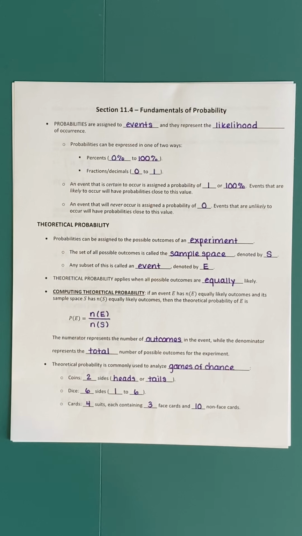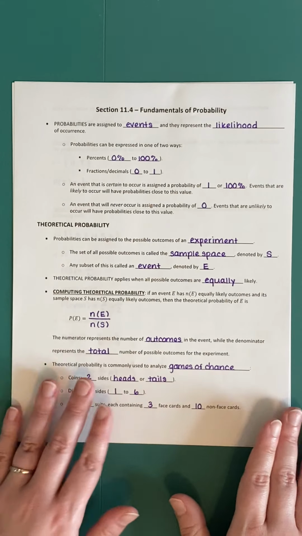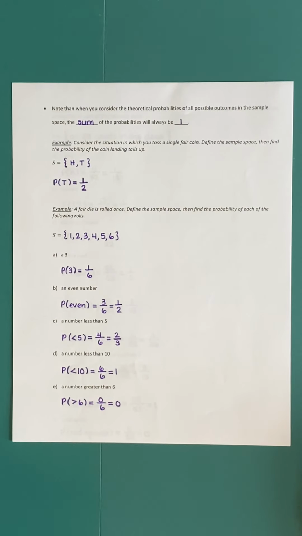So particularly with the cards, you might want to have a deck of cards handy. It's helpful to be able to look at a deck of cards from the standpoint of just analyzing the situations and making sure you have a visual component to the problems. Okay. So note that when you consider the theoretical probabilities of all possible outcomes in the sample space, in other words, say we consider the event to be every possible outcome, the sum of the probabilities is always going to be 1. So if we take the probability of every individual possible outcome, and then add up all those probabilities, the sum is always going to be exactly 1.